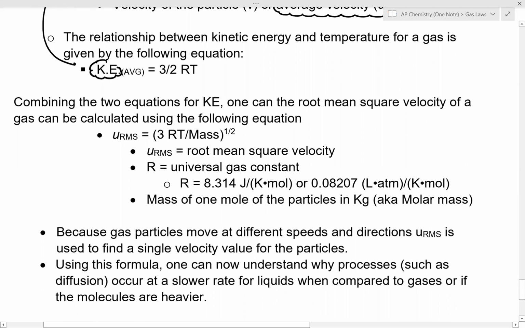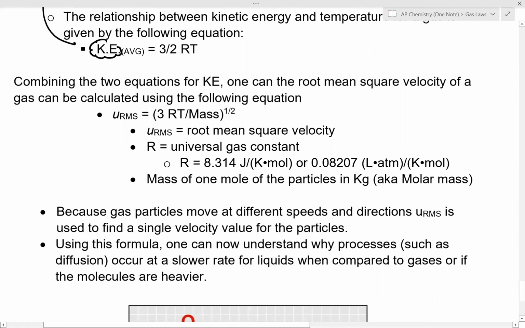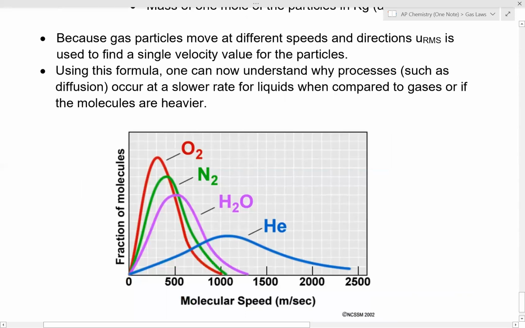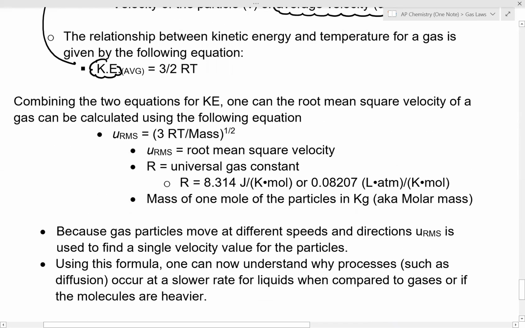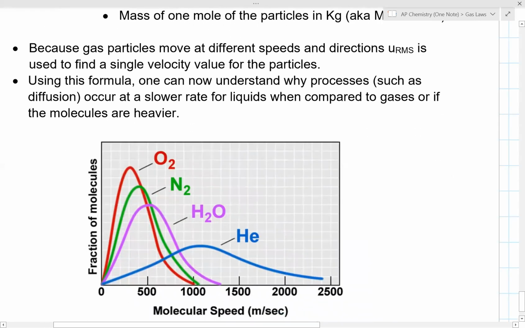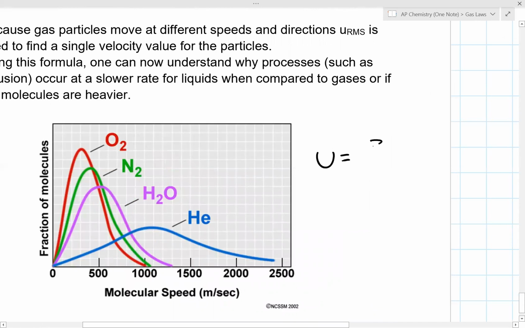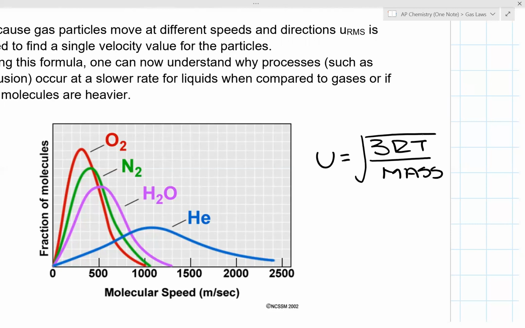And using this formula, one can now understand why processes such as diffusion occur at a slower rate for liquids when compared to gases, or if the molecules are heavier. So again, the heavier the particle, the slower it is. Why? Because in this case, if u is equal to the square root of 3RT over the mass, the bigger the mass, the bigger the denominator, and you get a smaller value.